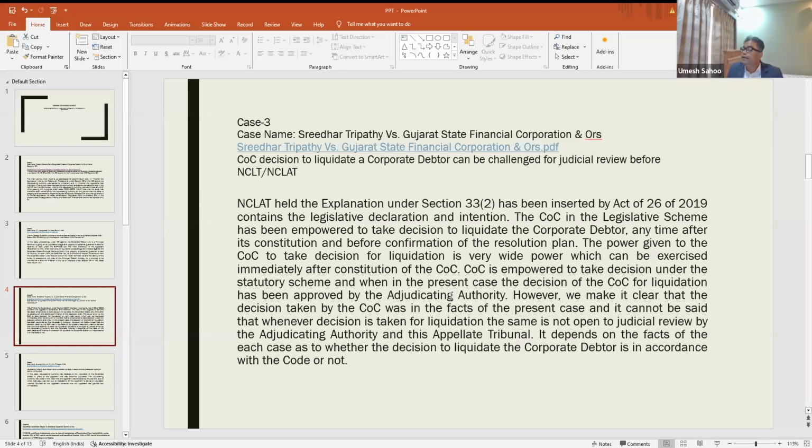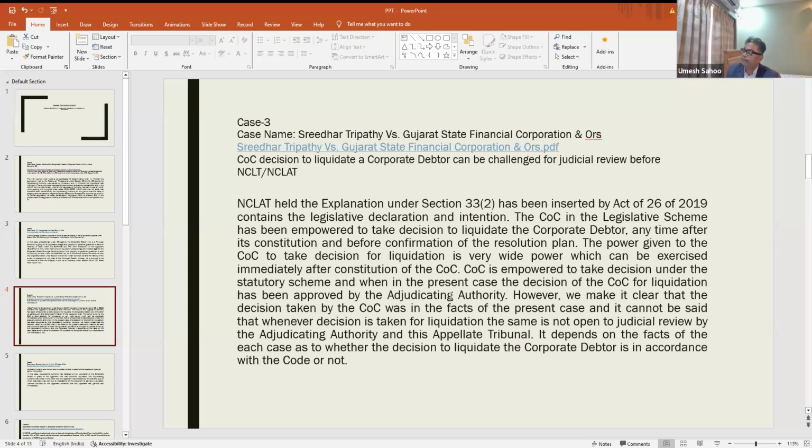Sir, already many judgments have been seen where the commercial wisdom of the COC is appreciated. Using the commercial wisdom, the COC can take many decisions. But the Honorable NCLT has an explanation under Section 33(2). So in Section 33 there are 2 very important points. I am not going into the section, just the practical approach.